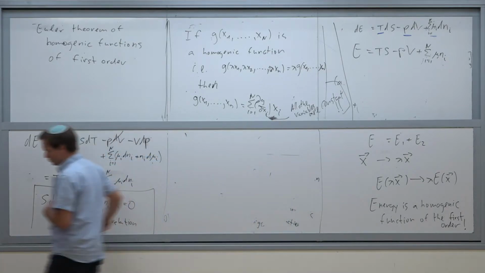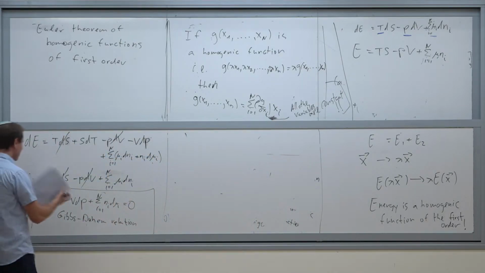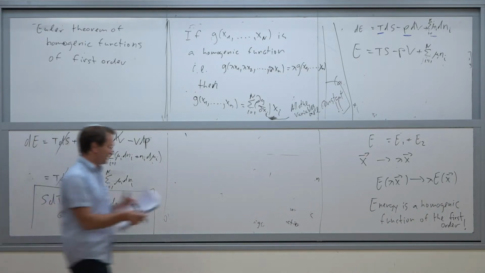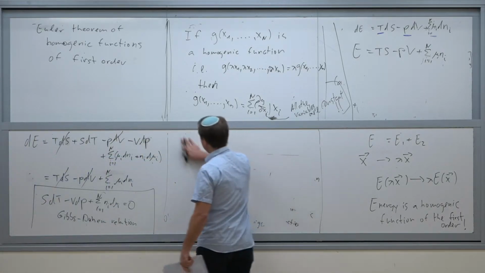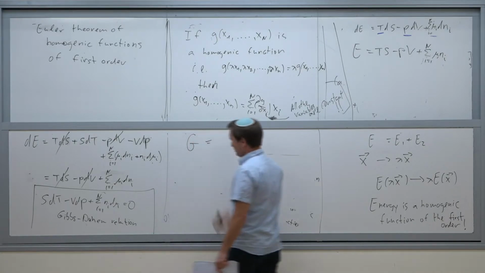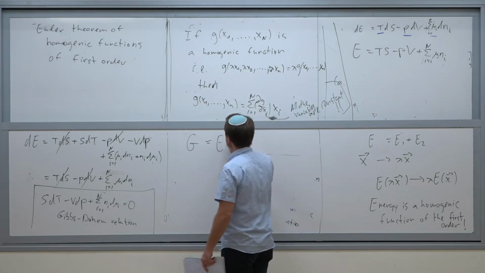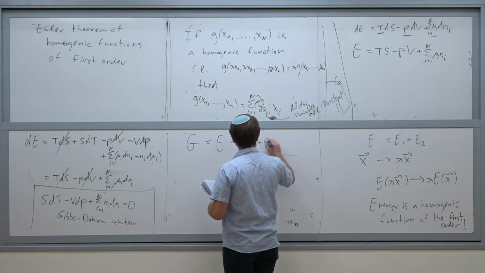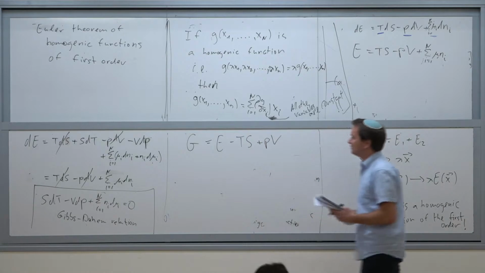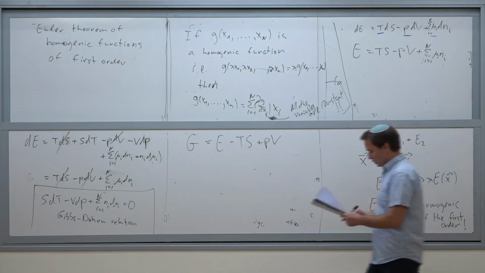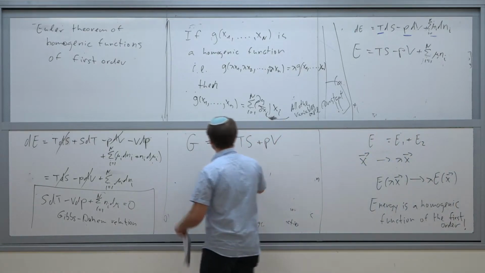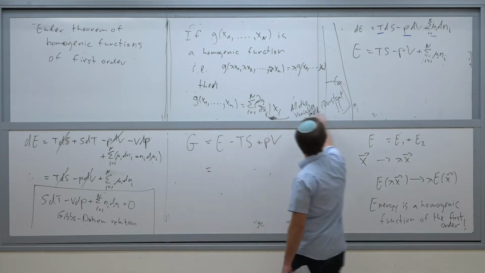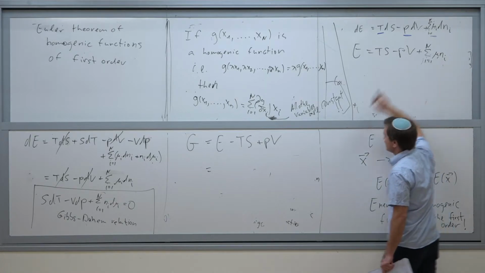Actually, we can use this relation in order to obtain some intuition about what Gibbs free energy is. Remember, Gibbs free energy was equal to E minus Ts plus PV. This is the definition of Gibbs free energy. Since we can now say what E is: E is Ts minus PV plus this sum.